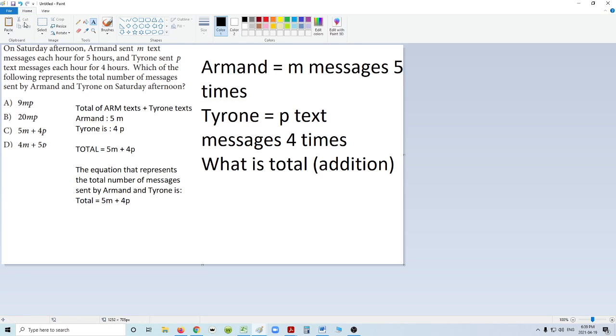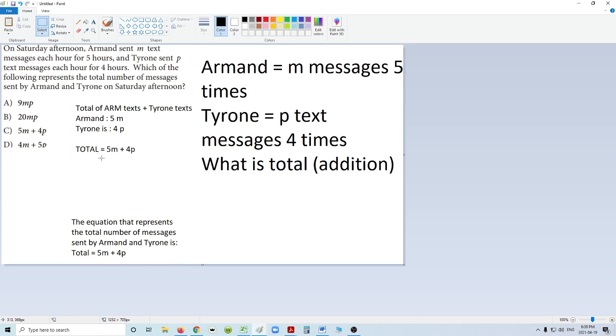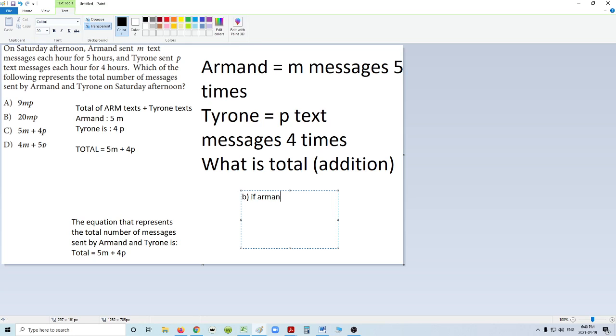Now, generally, the answers are going to be more long. So if you have the formula, for instance, if they said, if Armand didn't send M messages, if he sent 4 and Tyrone sent 7, okay, well, wherever I see M now, I would put 4, and wherever I see P, I would put 7. So as an example, they might add a part B, and they say, if Armand sent 4 every hour, and Tyrone sent 7, how many total? So then you would rewrite your equation.